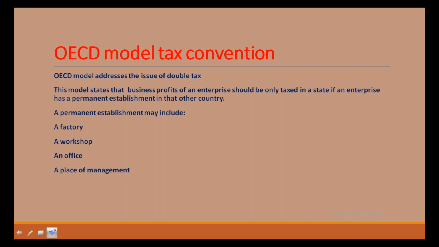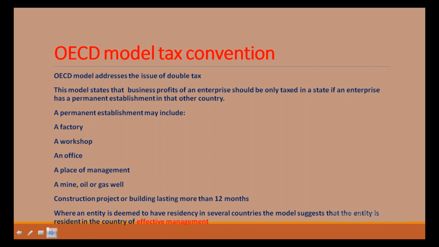The place of management, where do they have their board meetings, etc. Particularly in oil exploration, if they have a mine or an oil well or something, that's a permanent establishment. A project, a construction or a building that is going to last more than 12 months, that is your permanent establishment. So there are certain rules that will decide the permanent establishment very easily.